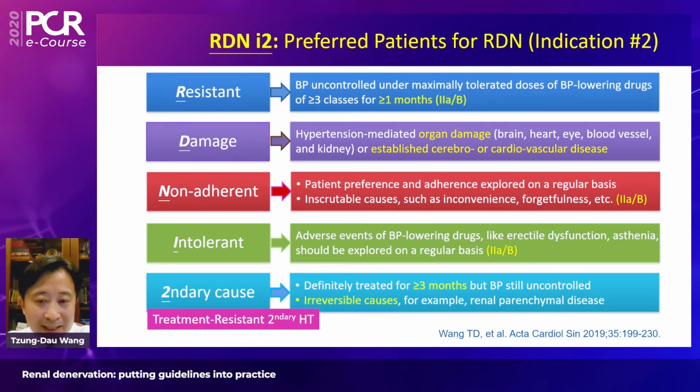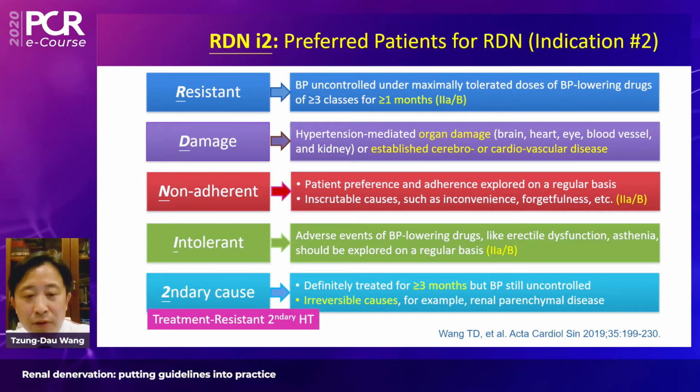And the second aspect for candidates is about the patient. From the patient's perspective, we create an acronym called RDNI2. These 5 characters identify the 5 key features of candidates who will be more responsive or get more benefits from renal denervation. The R means resistant.